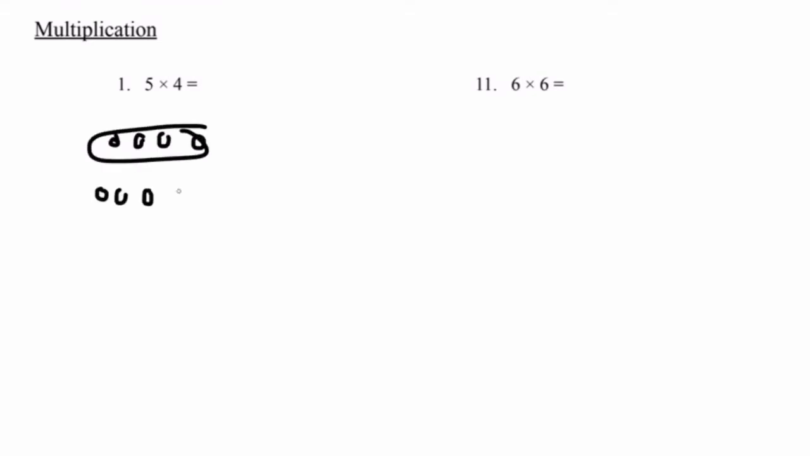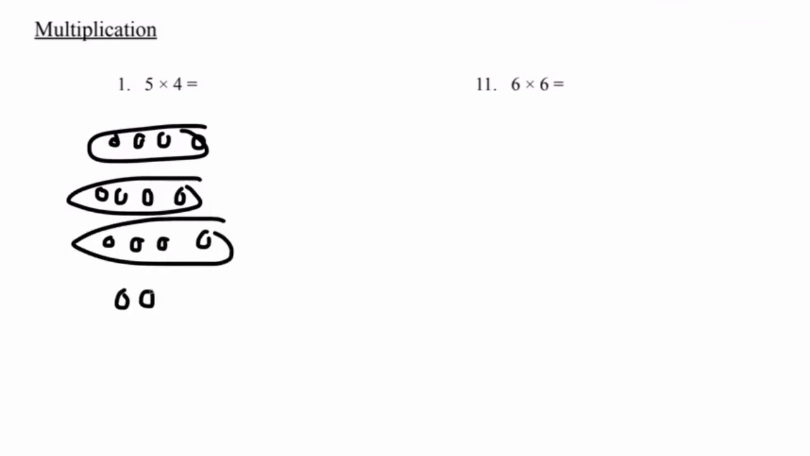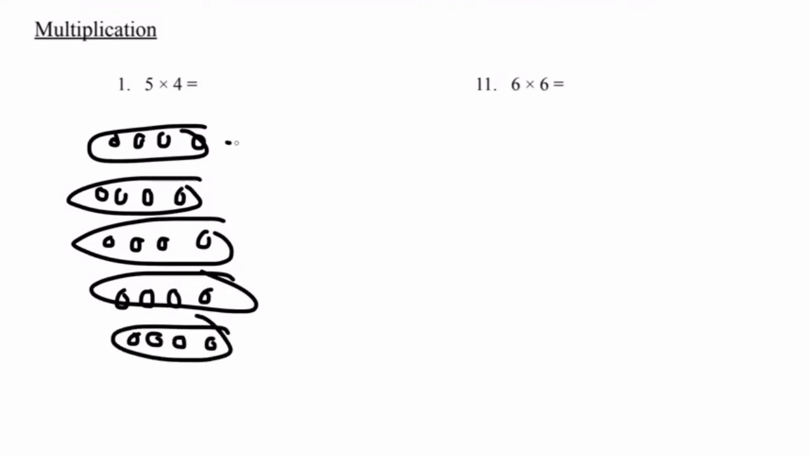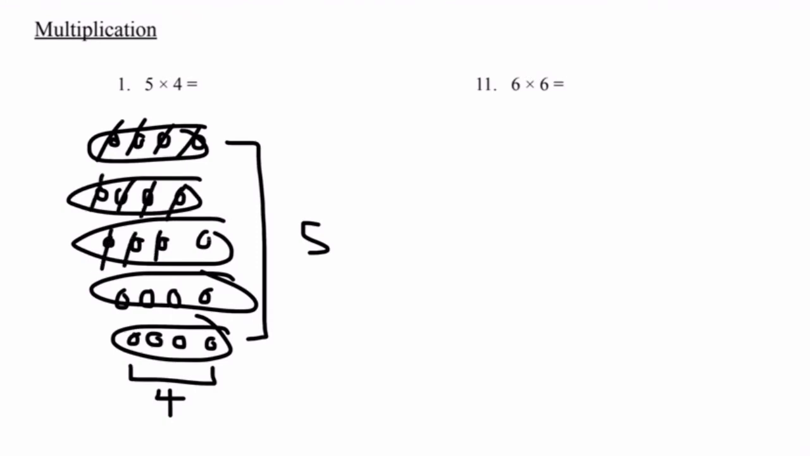We draw 5 groups of 4 circles. We now have a total of 5 groups of 4 circles. Now let's add it all together to find our final answer. 1, 2, 3, all the way up to 20. We now have a total of 20 circles, meaning 5 groups of 4, or 5 times 4, equals 20.